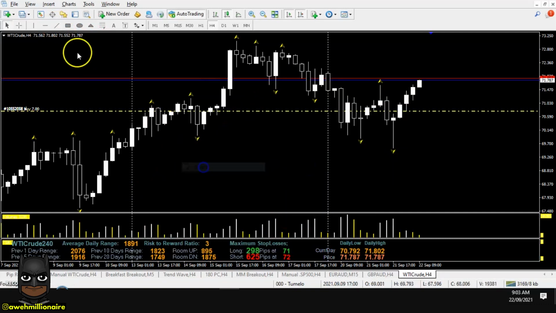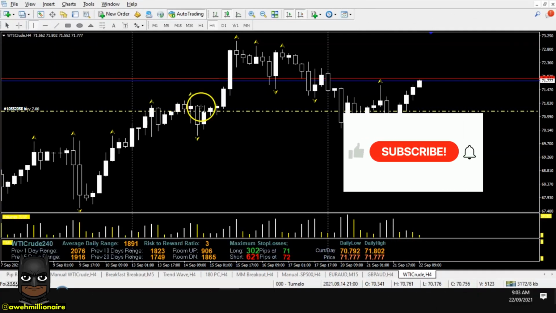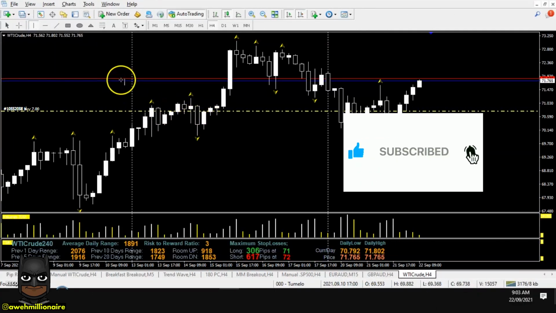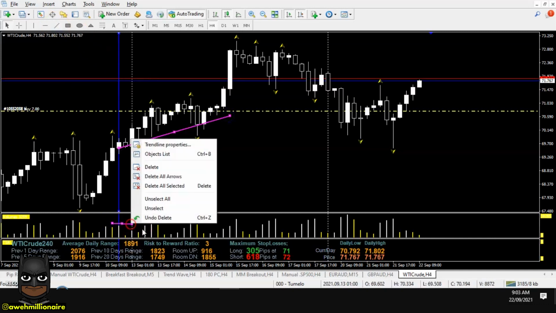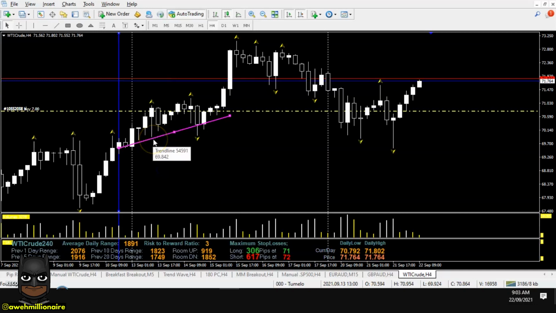So for this specific setup over here, the demand level that we are going to be looking at is this level over here, where as you can see, price actually pushed up from this level. And not only did it push up from this level, it pushed up with high volume. So we know that this is a high probability level where the smart money stepped into the market.